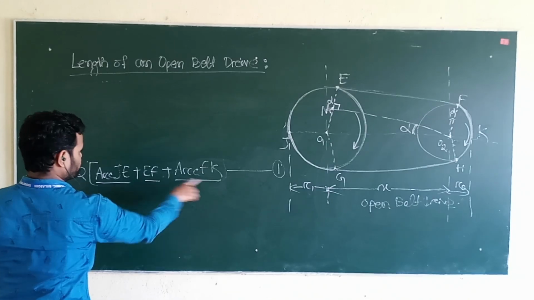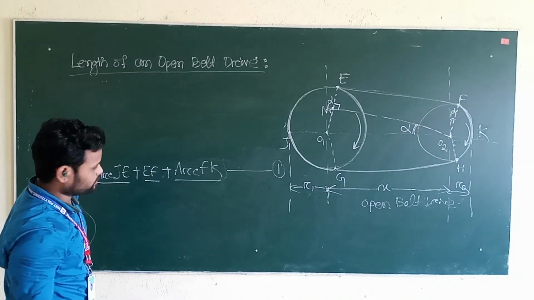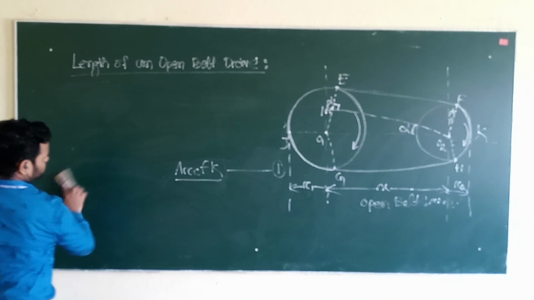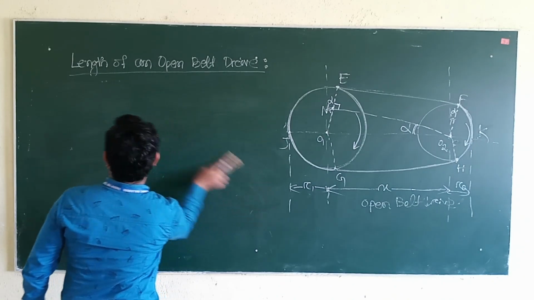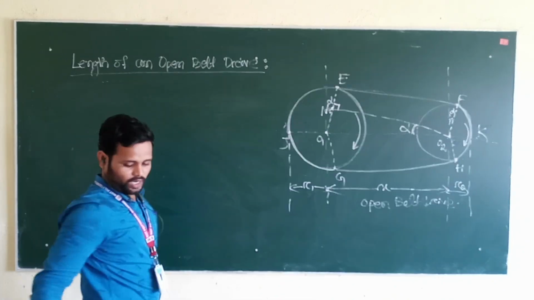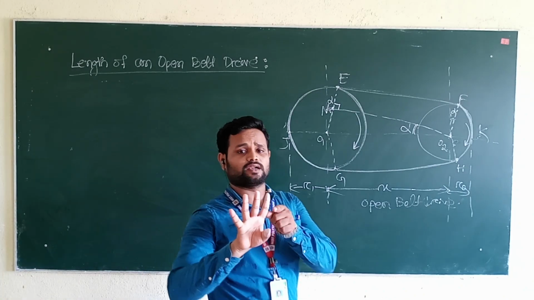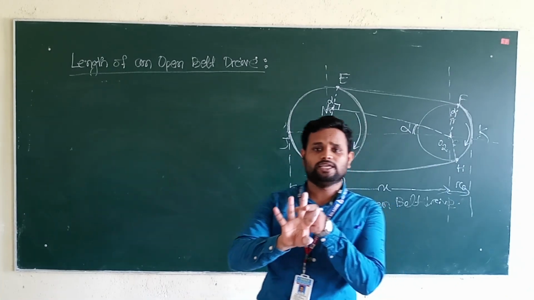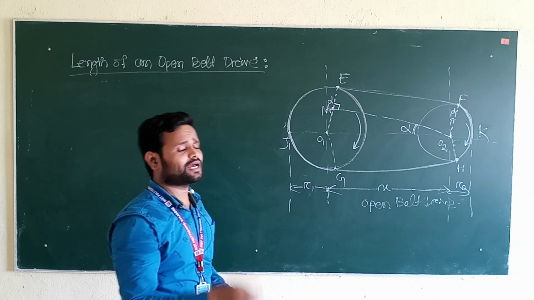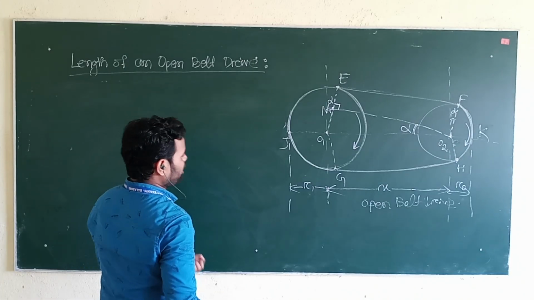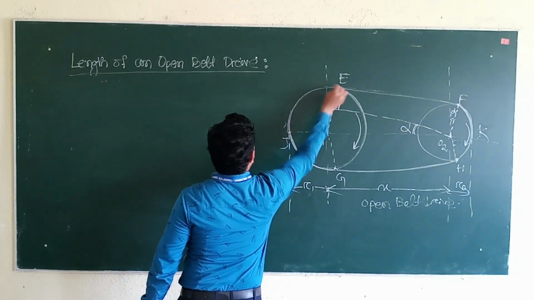I will write this equation 1 above part, right? So in equation 1, there are 3 points, that is arc JE, next EF, next arc FK. So we will calculate these three values. So first we will calculate what is arc JE.